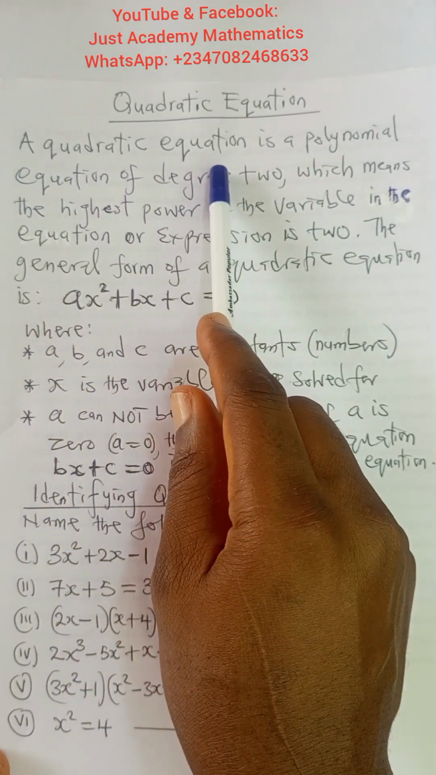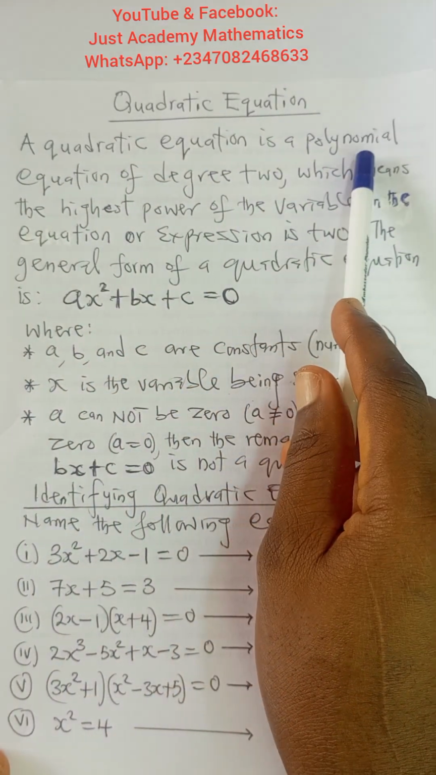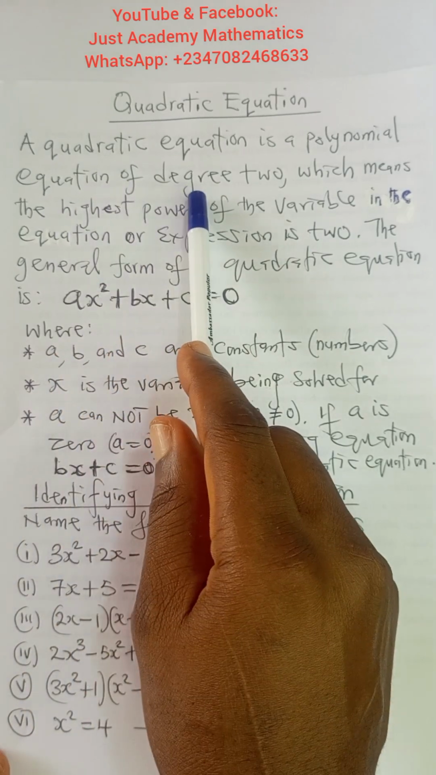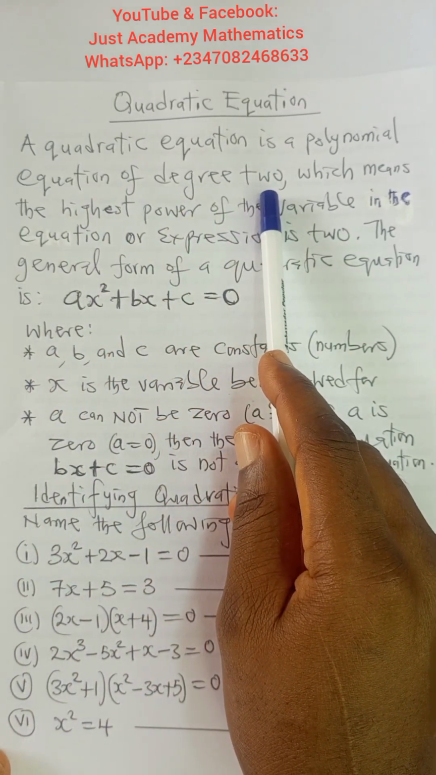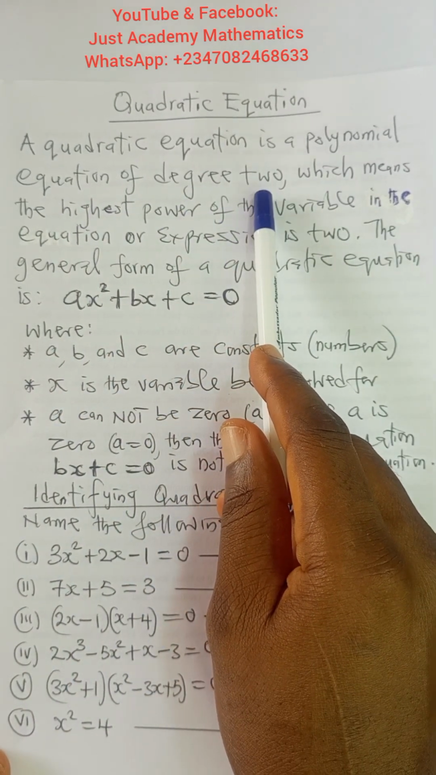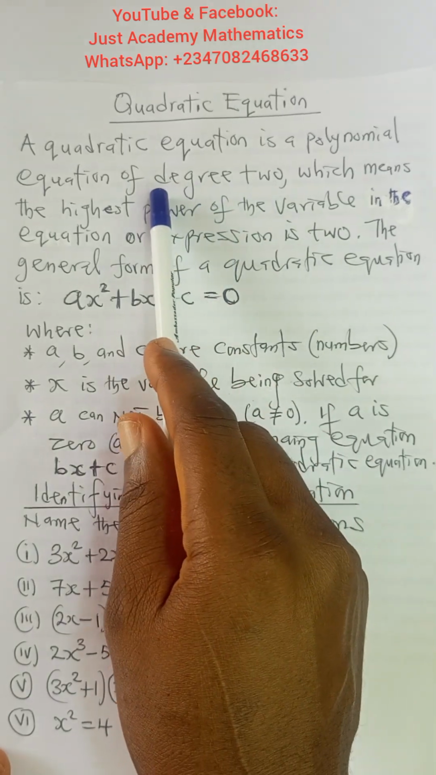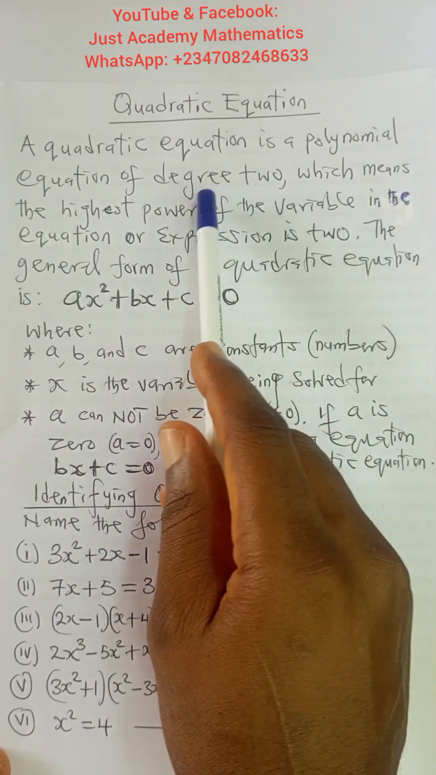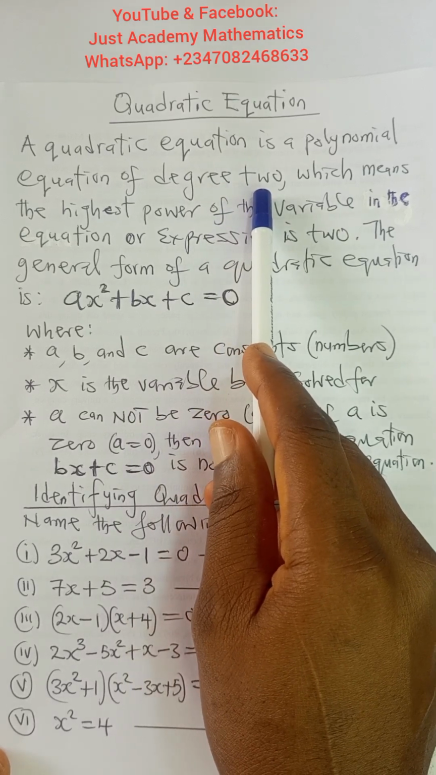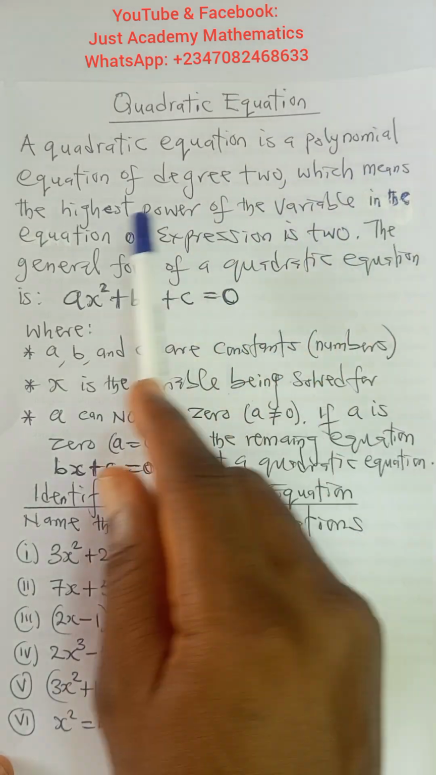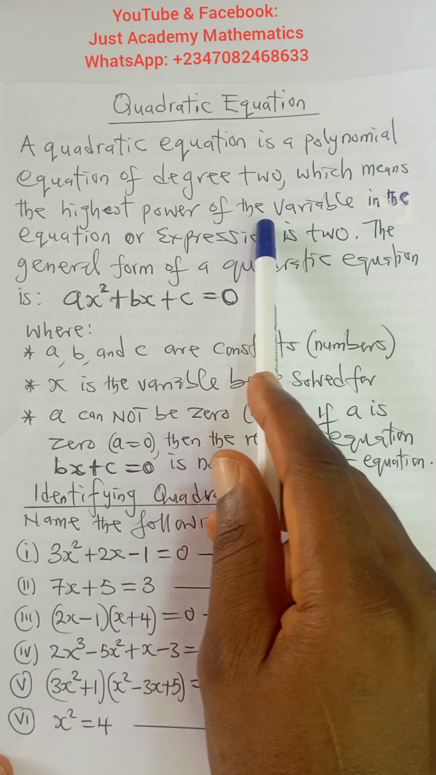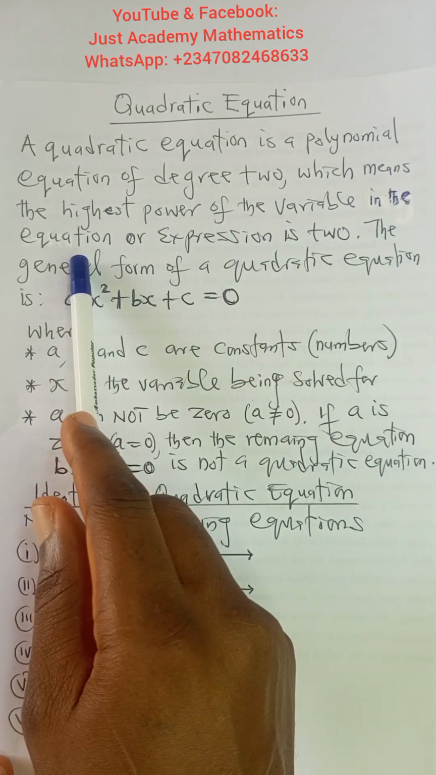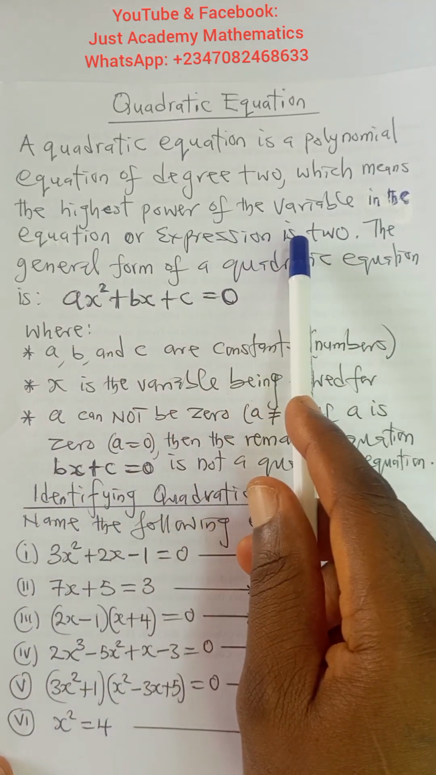A quadratic equation is a polynomial equation of degree 2. So what makes quadratic a quadratic is that quadratic is a polynomial equation of degree 2. Degree 2. I will explain this further, which means the highest power of the variable in the equation or expression is 2.